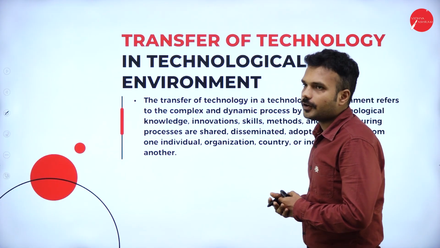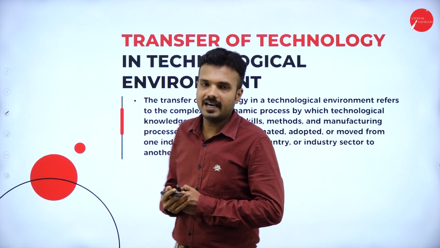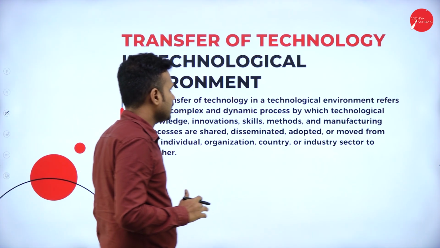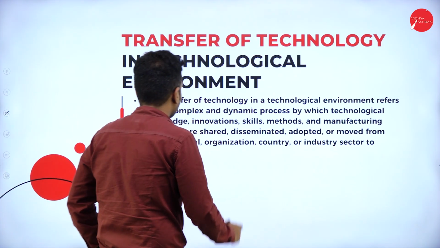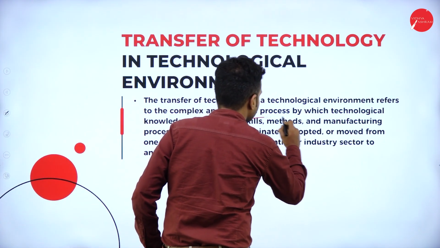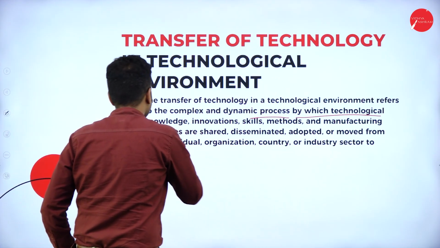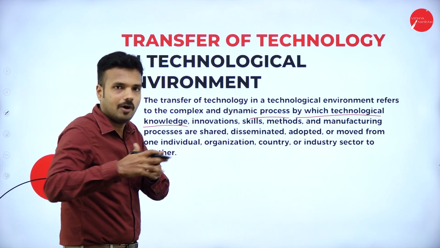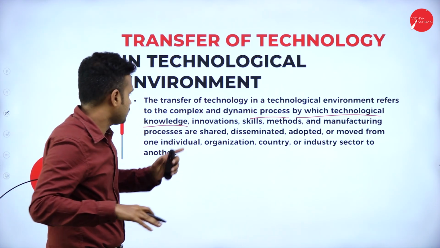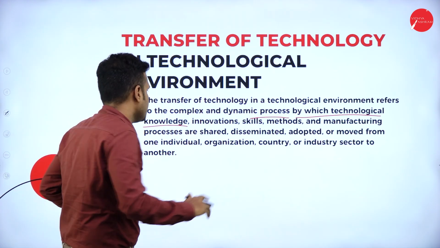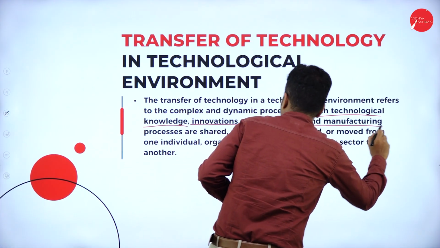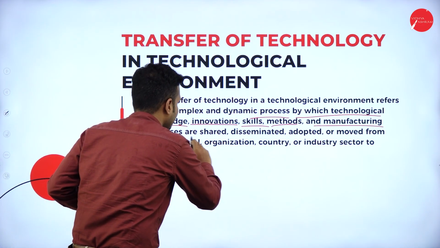Moving forward, transfer of technology in the technological environment. So what exactly is the transfer of technology? The transfer of technology in the technological environment refers to the complex and dynamic process by which technological knowledge, see this is very important, okay, which are all the things that get transferred? It may be technological knowledge, innovation, skills, methods, or manufacturing processes that are shared.